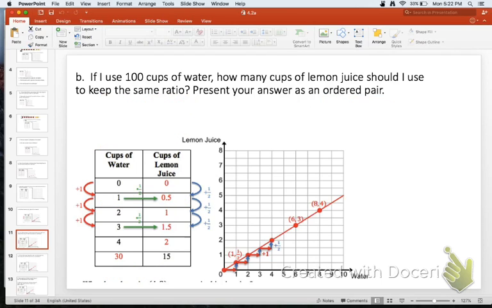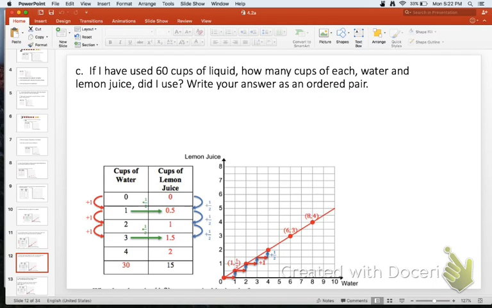All right, let's answer some more questions about this. If I used 60 cups of liquid, how many cups of each, water and lemon juice, did I use? Write your answer as an ordered pair. So again, I'm circling what I need. I'm underlining what it's asking me to do. And notice I have 2 sets of underlines in this one. I need to know how many cups of each, and I need to be able to write it as an ordered pair. So, I know that I need a total of 60 cups of liquid.